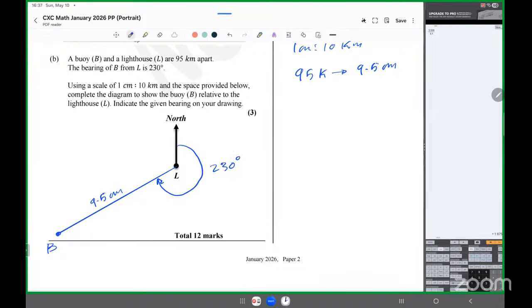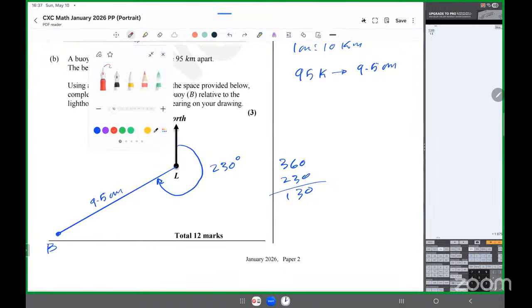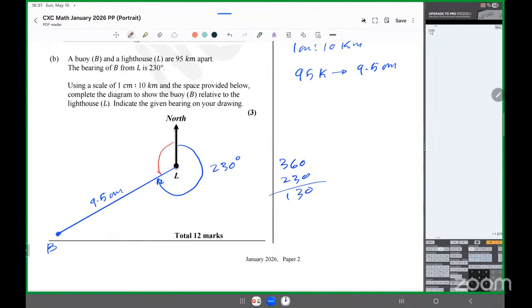To make that angle 230, you could also measure the angle inside here. What is that going to be? 360 minus 230. What's that? So you could measure 130 degrees there too. A protractor can measure 130 degrees. You could measure an angle here that is 130 degrees instead. Measure 130 degrees over here, so measure this one, 130 degrees here, and put in the line. And then measure this line 9.5 centimeters long.